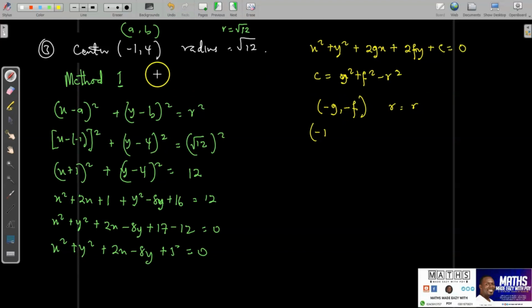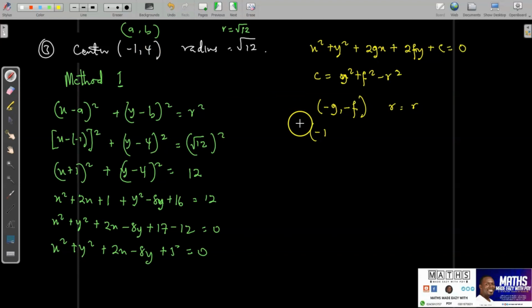But what do we have? The center of the circle in the question is (-1, 4). But the center for this formula to be used is (-g, -f). So you can't go ahead to use this center to get the answer directly unless you match it up. They should be the same.